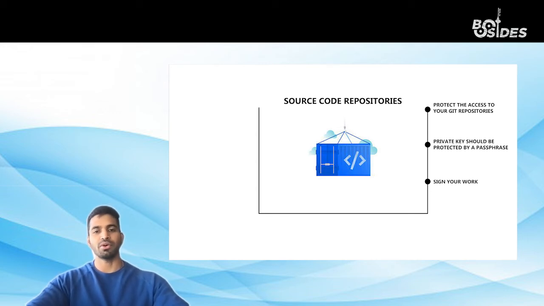Then, sign your work. Git enables you to cryptographically sign your work using GPG keys. Signing your work is important because anyone can choose the name and the email address of the author displayed in the Git commits. So signing your work is an excellent way to add an extra layer of trust.